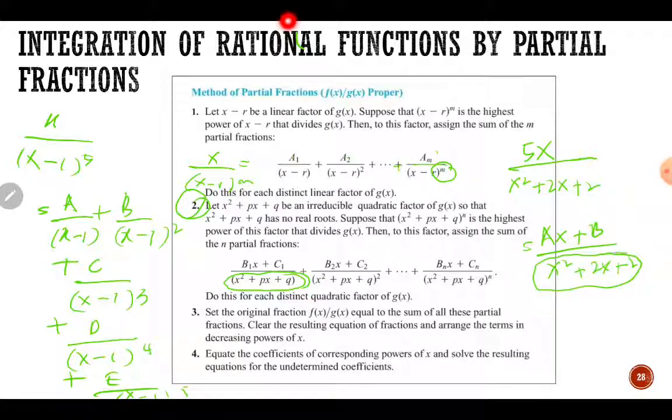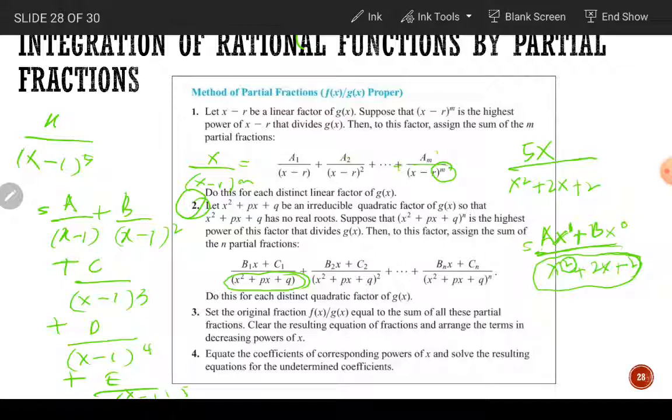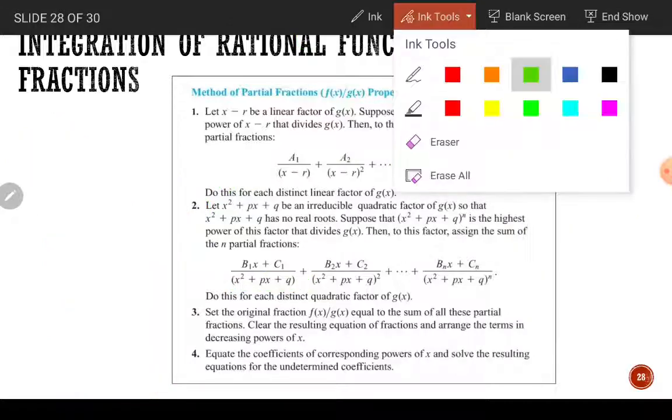Kenapa dia jadi macam ni? Sebab ni adalah quadratic function, power dia kuasa 2. So atas dia kena power 1 kurang daripada yang bawah. So the highest power dia kena 1 kurang daripada yang bawah. So we have AX. Dan dia kena complete sampai habis. Maknanya kalau ni AX tambah BX kuasa kosong. Sebab ni adalah AX kuasa 1. Boleh faham tak? Okey, itu adalah AX kuasa 1.